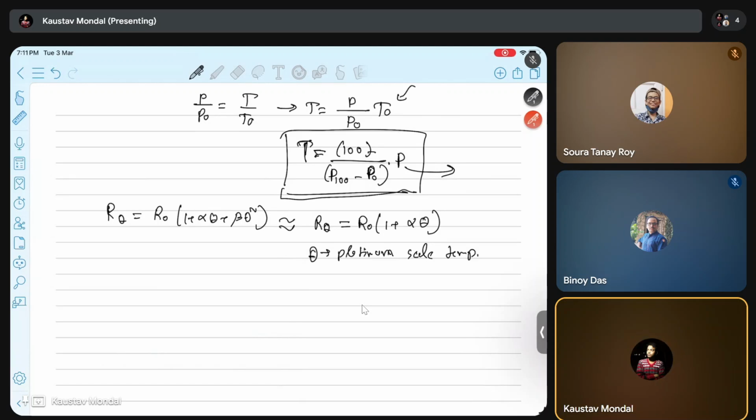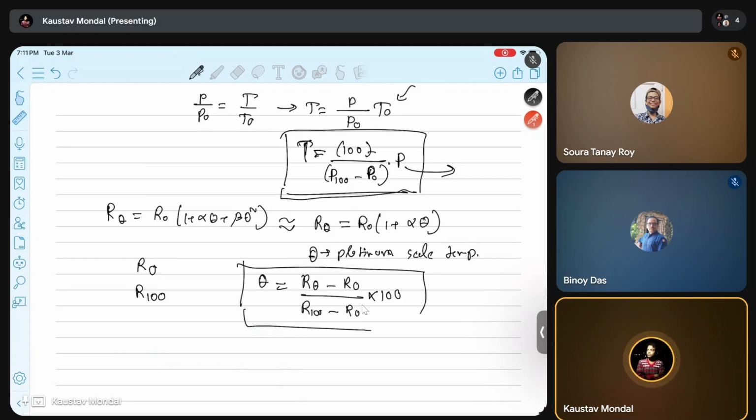Now, to measure this theta, in a similar way you have to calculate R at t equal to 0 and R at t equal to 100, right? From that itself you can calculate theta as (R theta minus R0) by (R100 minus R0) into 100. A similar formula.